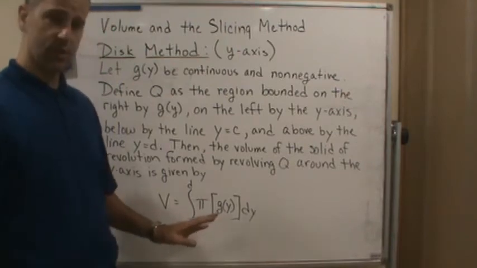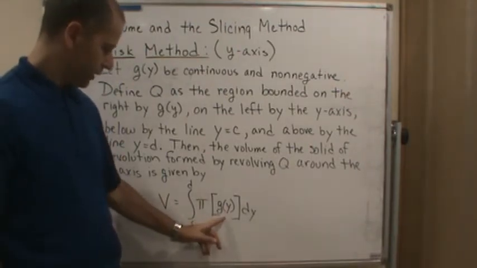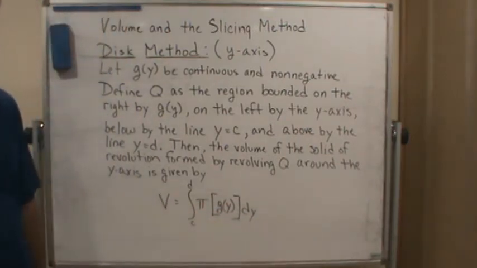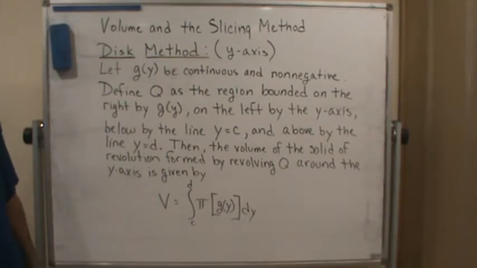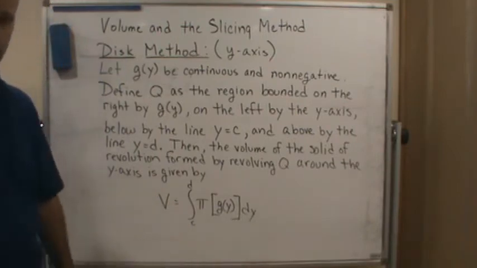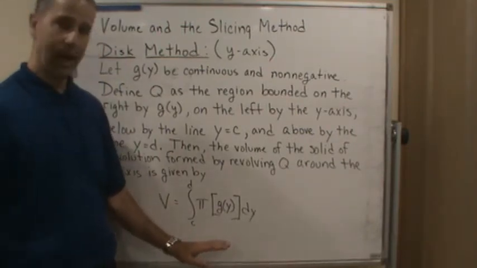Everything is just in terms of y, and we've seen that before. The function needs to be in terms of y, and the differential is in terms of y. Okay? And so the limits of integration are also in terms of y. Okay? So in essence, how do we get here?